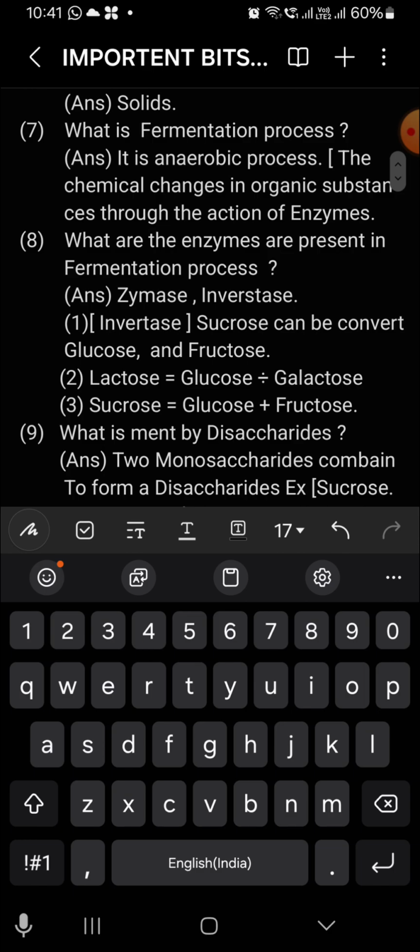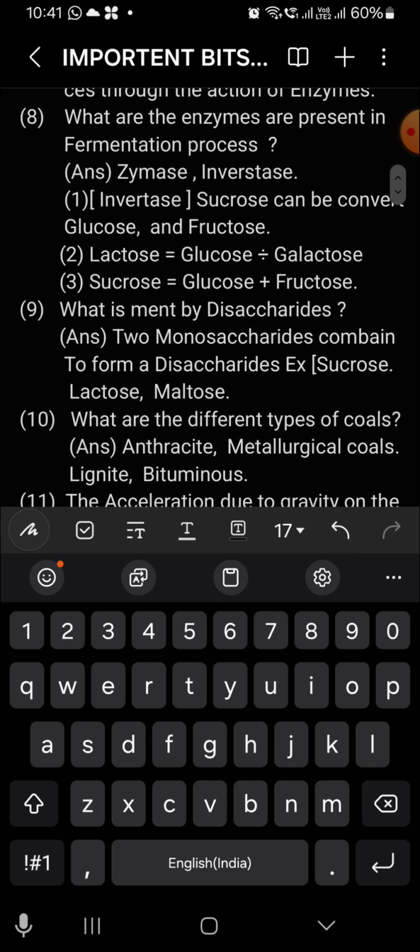Next question. What is the fermentation process? It is an anaerobic process. It is a chemical change in organic substances through the action of enzymes. What enzymes are involved in the fermentation process? Two enzymes are involved: one is zymase and the other one is invertase.